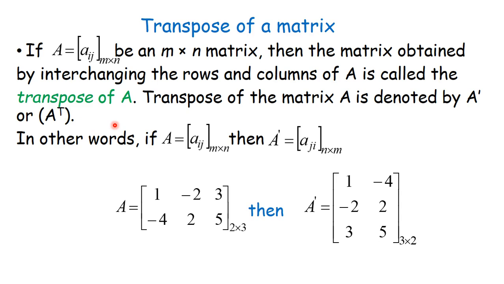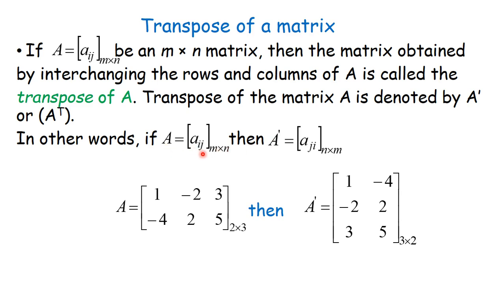The elements of rows of your matrix A can be interchanged into the columns. Suppose you are given a matrix A whose order is m by n and the elements are given a_ij. Then the transpose of this matrix A is obtained by interchanging the rows into columns. Means m rows are interchanged with columns and n columns are interchanged with rows. Means now the new matrix will be the transpose of your given matrix.